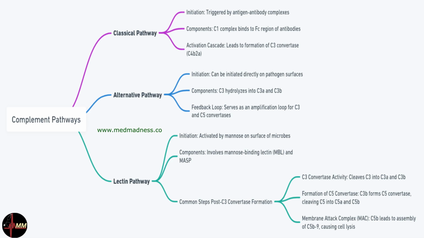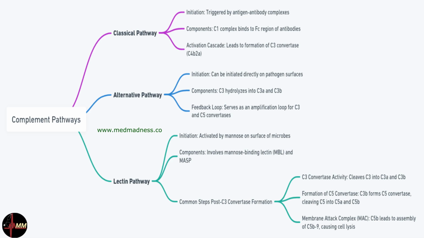Imagine you are a medical student on rotation and you encounter a patient with recurrent bacterial infections. Laboratory tests reveal that the patient has a deficiency in the C1 inhibitor. Based on this information, which complement pathway is most likely affected in this patient, and what are the potential consequences of this deficiency? Think about it as we unfold the story of complement pathways.